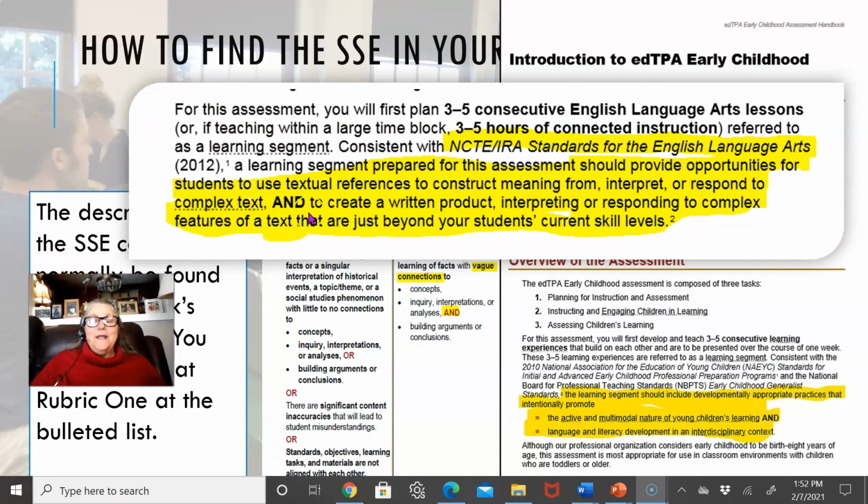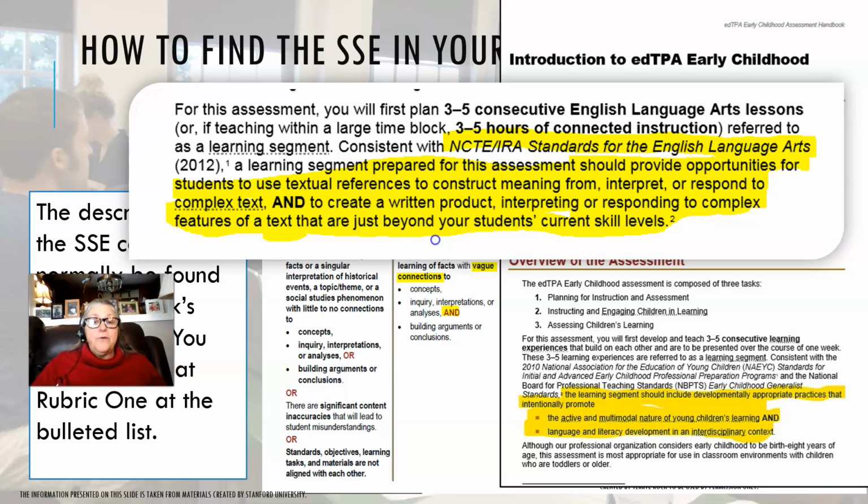For this assessment, for English language arts, for example, the requirement is that they should provide opportunities for students to use textual references to construct meaning from, interpret, or respond to complex text, and create a written product, interpreting or responding to complex features of a text that are just beyond your students' current skill levels. That's where you're going with yours.